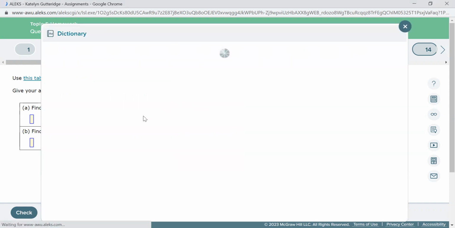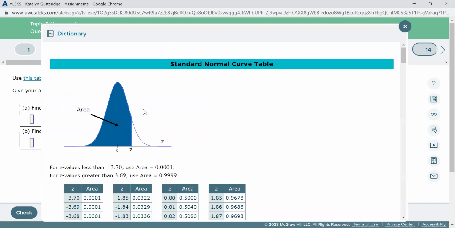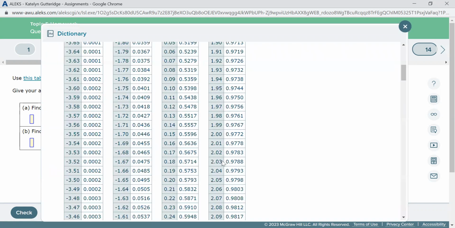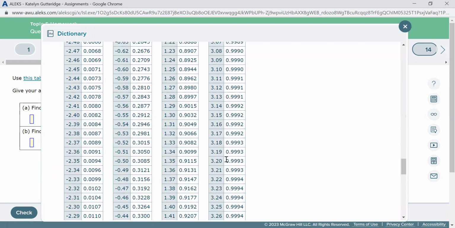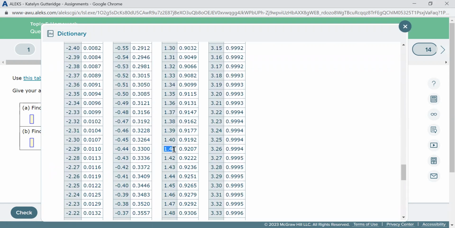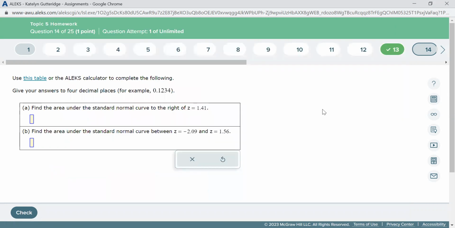And let's find z for 1.41. All right, here is 1.41. So our value is 0.9207. All right, so this is the value to the left. We need the value to the right. So that's the key here, is this word that says right.